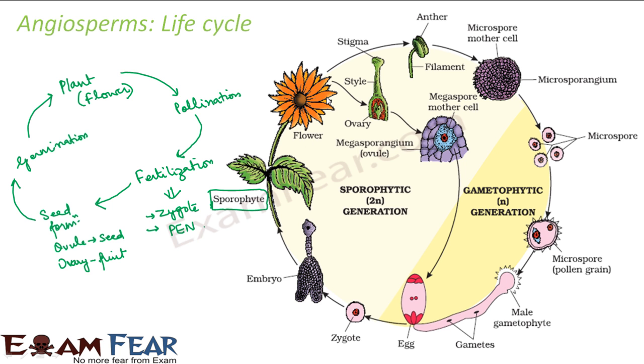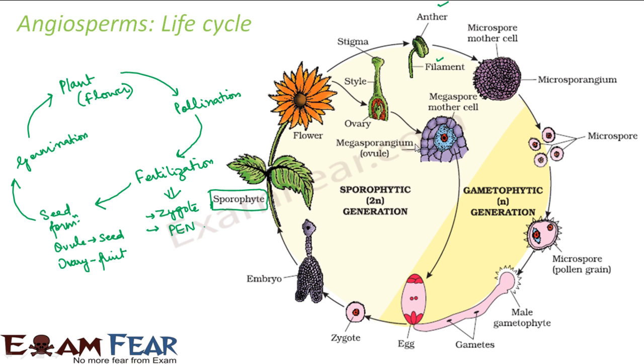And which is the reproductive part? Flower. In the flower, if you look at the female reproductive part, it is the stigma, style and ovary. If you look at the male reproductive part, it is the anther and the filament. So this will give rise to the microspore mother cell. Microspores, microsporangium, they are all male. Similarly, megaspore, megasporangium, they are all female. From this anther will come out the microspore mother cell, which contains microsporangium, and they will give rise to microspores. So these microspores are nothing but the pollen grains.